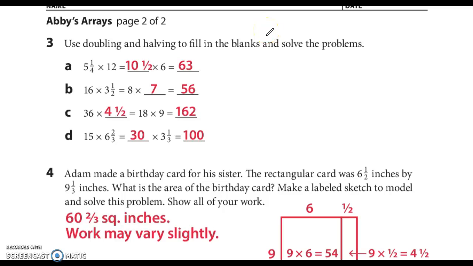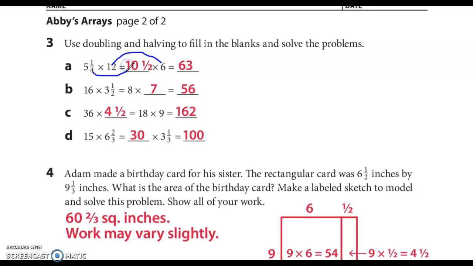We are on home pages, page 130. We are on number 3, using the doubling and halving to fill in the blanks. So if you look at 5 1/4 times 12, you see 6 over here. So you know that 12 and 6 have a relationship. So if you take 12 and you half it to 6, then you know you need to double 5 1/4.